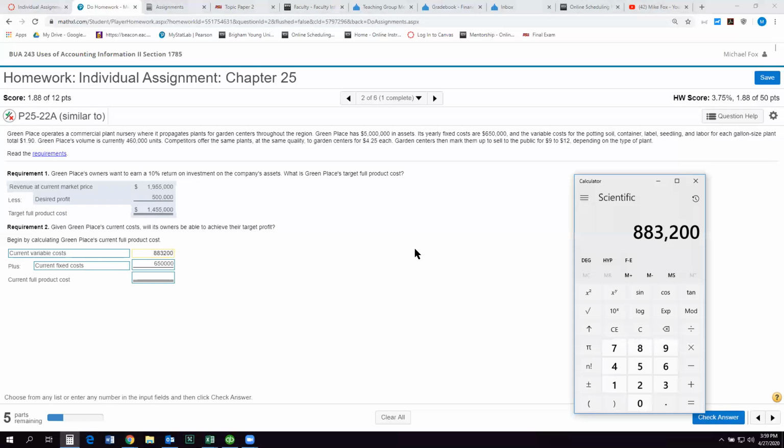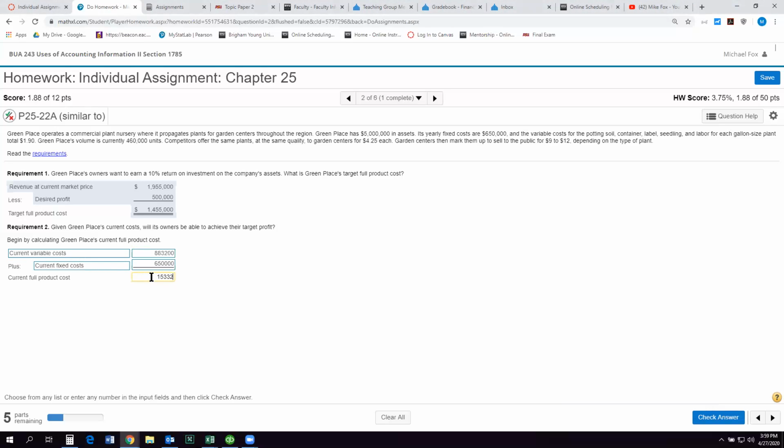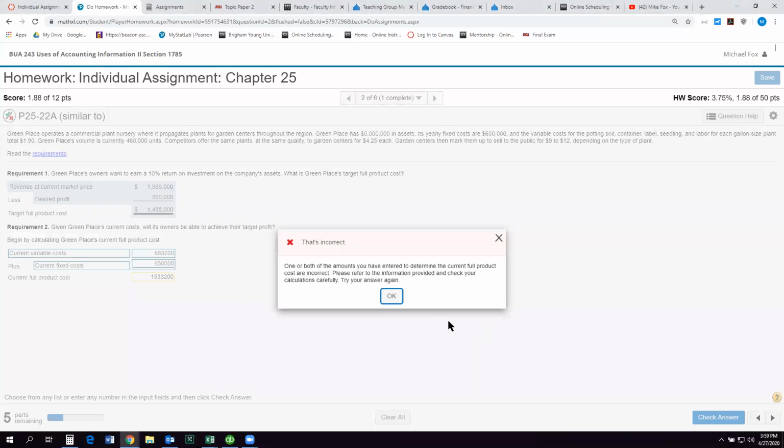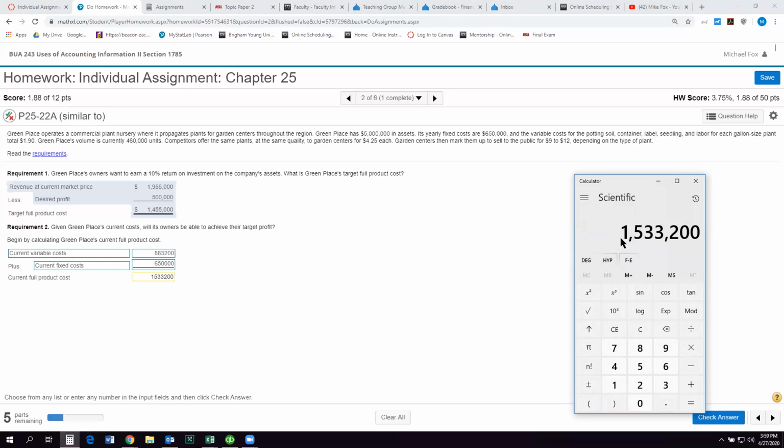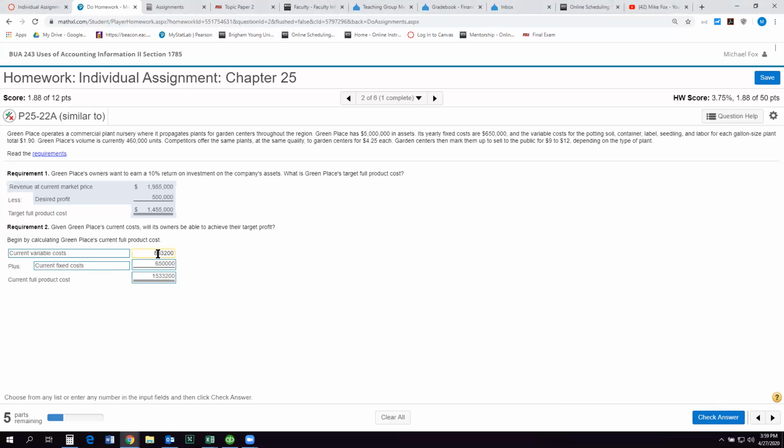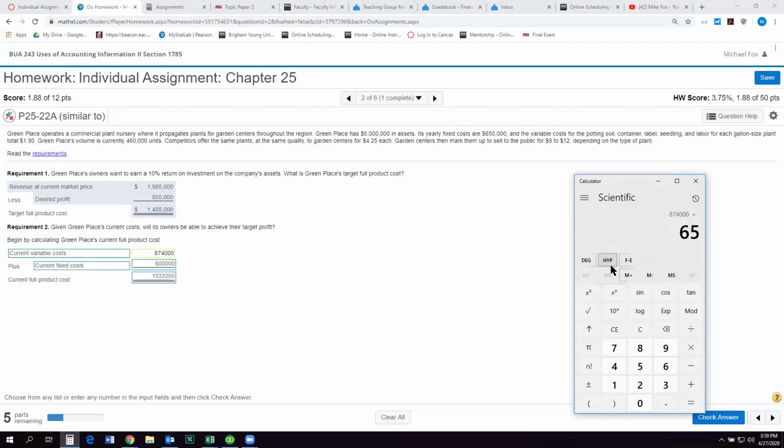Our variable cost, and then we add our variable cost to our fixed cost, and we get $1,533,200. Whoops, looks like I made a mistake. So let me figure out what I did wrong. $1.90 times 460,000 units is 874,000. I must have made a mistake right there. And then 874,000 plus 650,000 is 1,524,000.